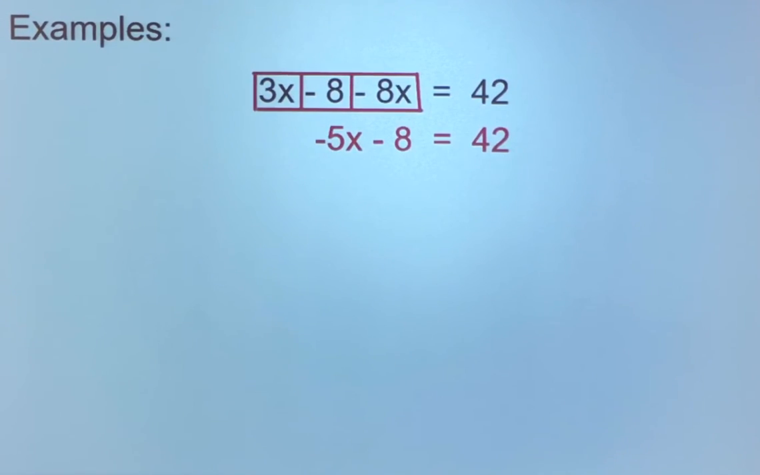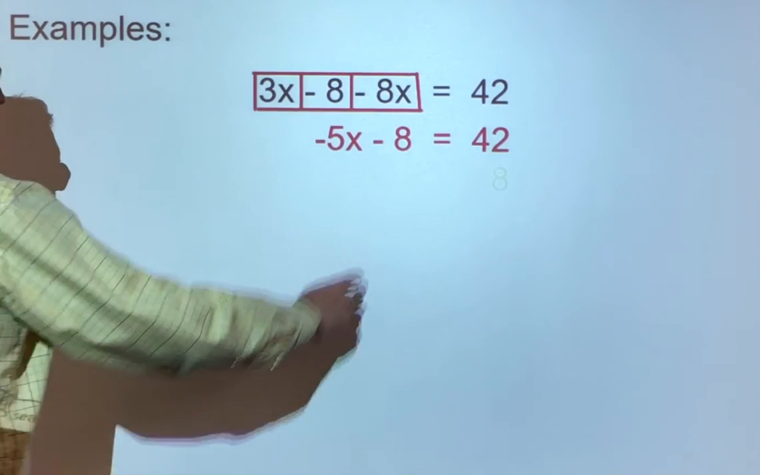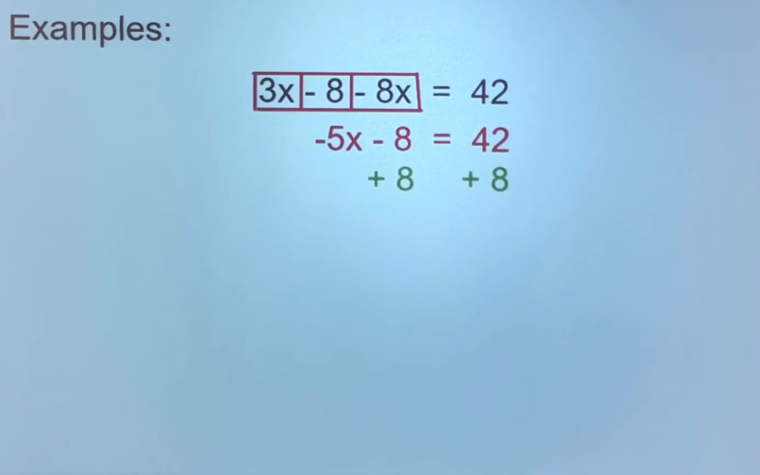Our next step is to undo any addition or subtraction. Well, they're subtracting 8. The inverse of subtracting 8 is adding 8. So we're going to add 8 to both sides of our equation. When we do that, subtracting 8 and adding 8 gives you 0, and negative 5x minus 0 is still just negative 5x. And on the other side, we have 42 plus 8, which is 50. So we have negative 5x is equal to 50.